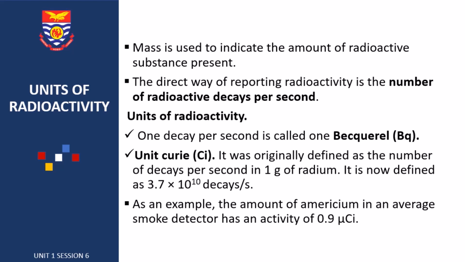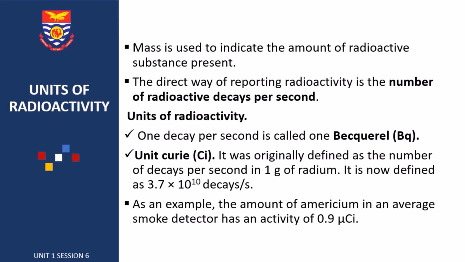Mass is very important in the study of radioactivity. It is used to indicate the amount of radioactive substance that is present per unit time. Now, one of the ways to report radioactivity is by reporting it in terms of the number of radioactive decays per second. So, how much of a radioactive substance is consumed every second is the easiest way of reporting radioactivity.